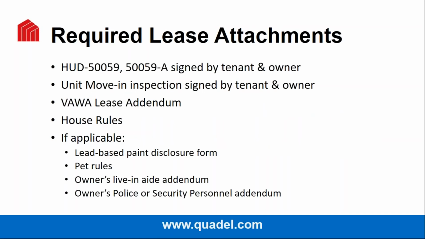In addition to the actual lease itself, there are several other pieces of documentation required as lease attachments, and these are the HUD 5059 and 59A certification, which is signed by the PHA and the owner, the move-in inspection form, Violence Against Women's Act, or VAWA lease addendum. That's another required attachment to the lease. And we'll talk a little bit more about VAWA in a moment here, but house rules also, if they're developed or applicable to the project, are required lease attachments, as is any lead-based paint disclosure forms, pet rules, owner's live-in aid addendum, or other police or security personnel addendums.